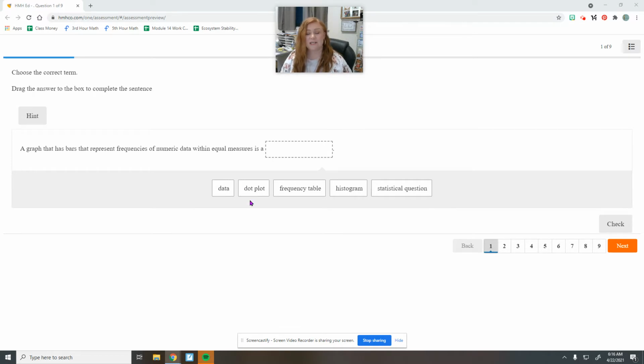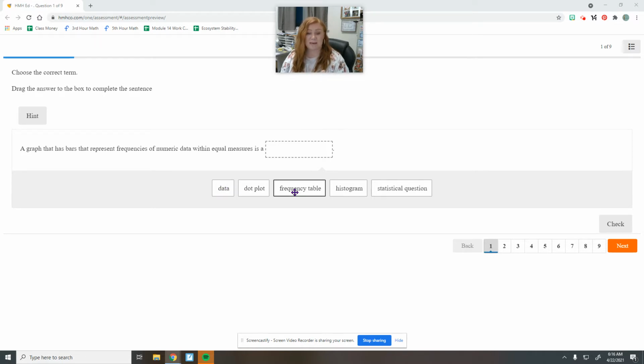The dot plots are when we take that data and we arrange it in order, least to greatest, and a dot or an X marks each piece of data. So every dot or X stands for one of the pieces of information that we collected.